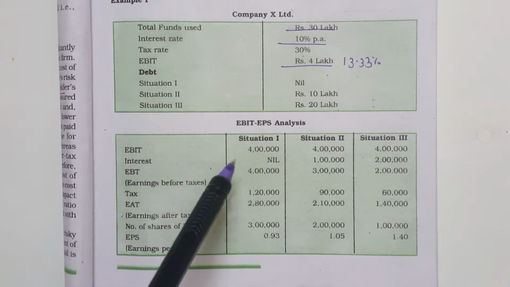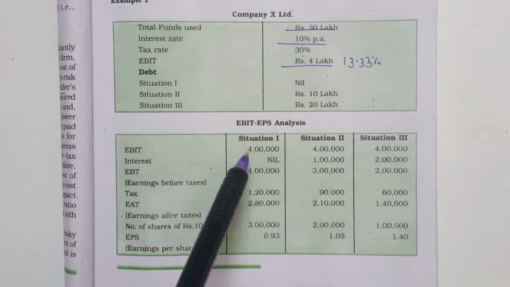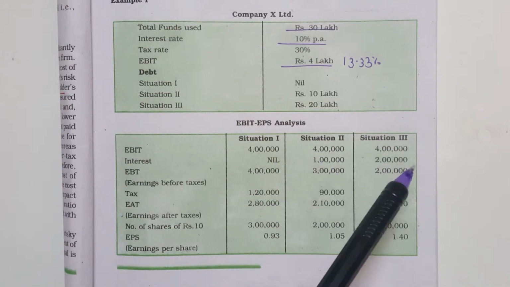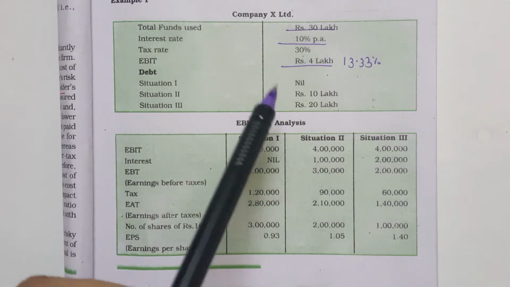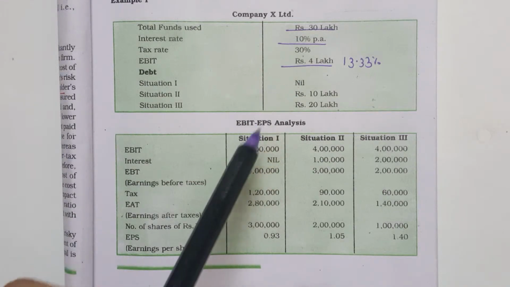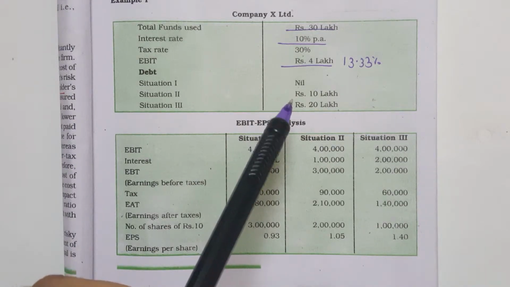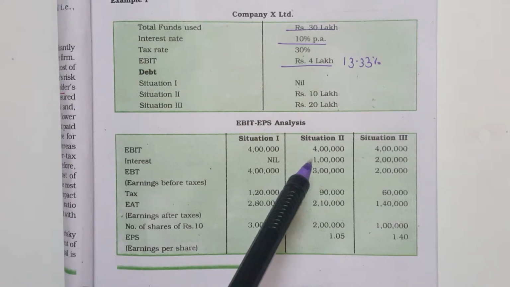So let's try to understand here. In all the conditions, you can see here in situation 1, 4 lakh profit is there. Here you can see earning before interest and tax. In the first condition, we don't have any kind of loan, so we don't have to pay interest. In the second case, a 10 lakh rupee loan is there, and we have to pay interest of 1 lakh rupees.